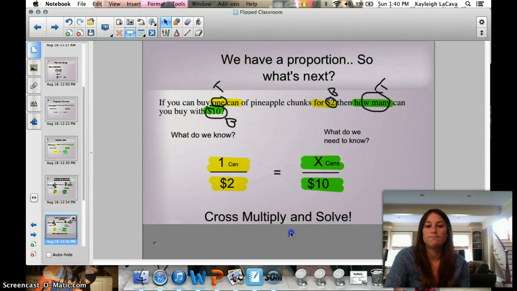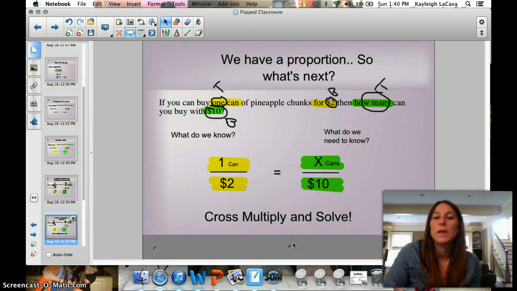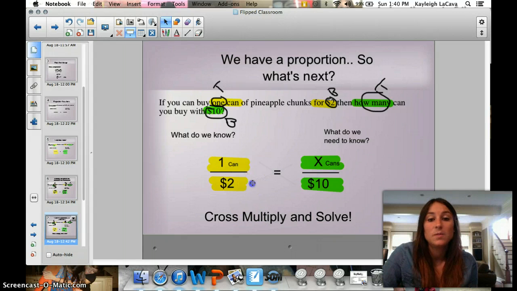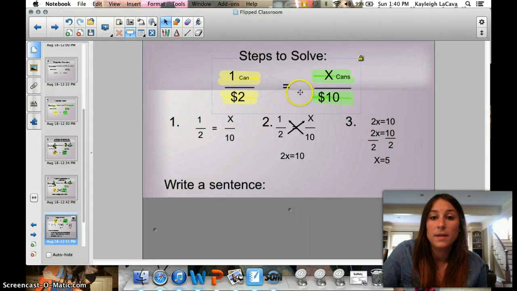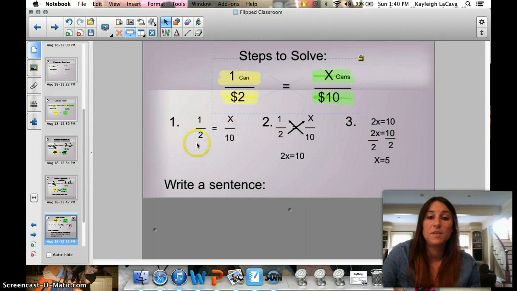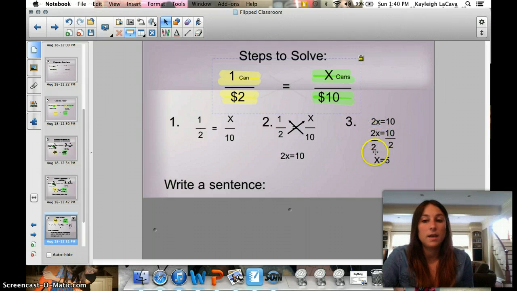So what's next? We cross multiply and solve. This is where that prior knowledge of cross multiplication is going to come into play. So we need to multiply $2 by X cans and $10 by 1 can. Okay, so we've cross multiplied. So here are the steps to solve. We have our proportion equation. We cross multiply to get 2x equals 10, because 10 times 1 is 10. 2 times x is 2x. Next, we're going to divide each side by 2 to isolate the x and solve.